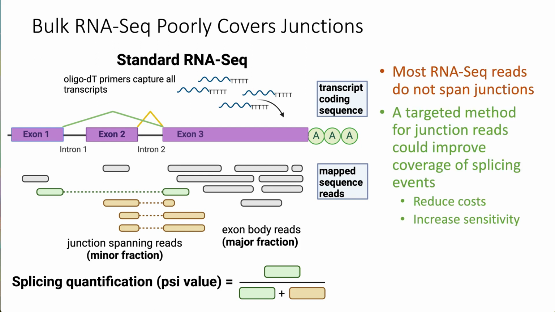To summarize, this diagram highlights how the major fraction of RNA-seq reads do not in fact span junctions. If we could come up with a method to somehow capture only the most informative junction reads, this would drastically improve coverage of splicing events we are specifically interested in. This would both reduce costs, allowing us to sequence more samples more deeply, as well as increase sensitivity, allowing us to detect splicing in contexts that we previously couldn't.